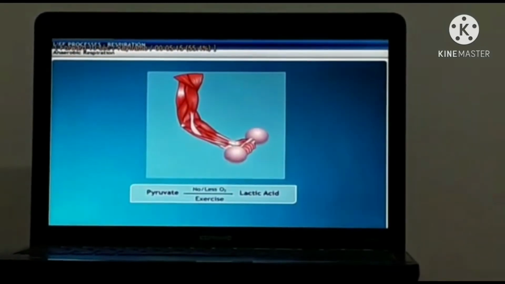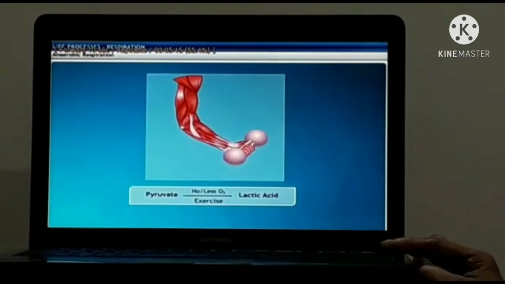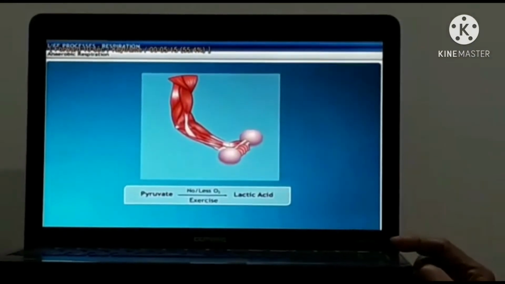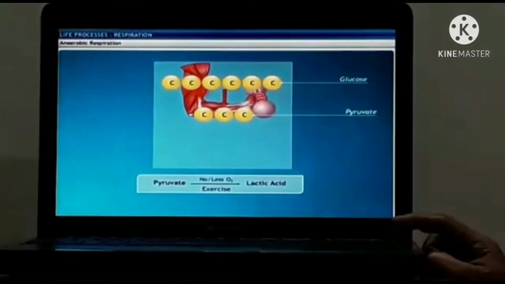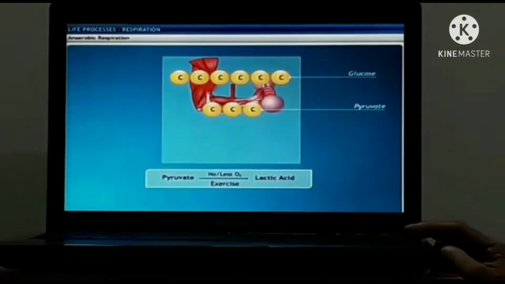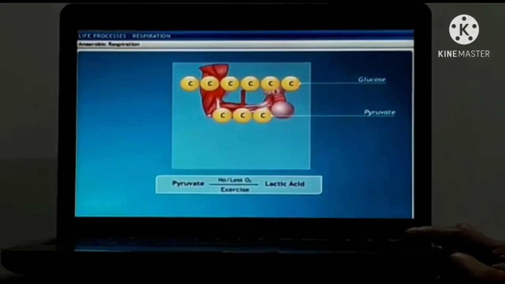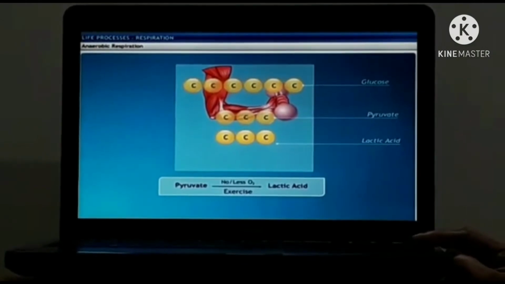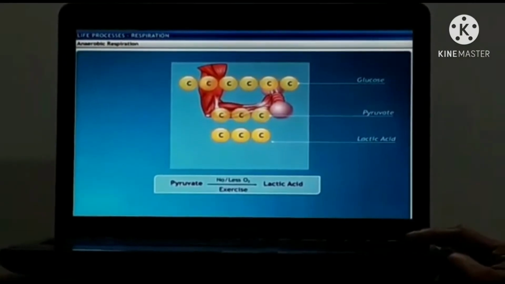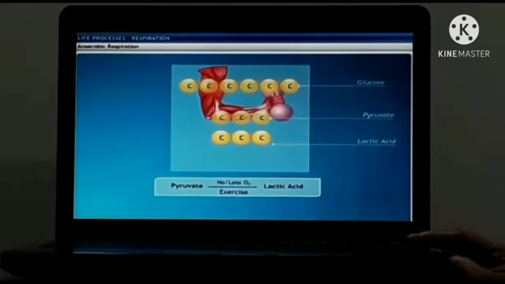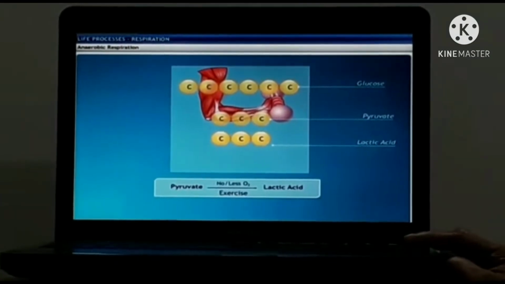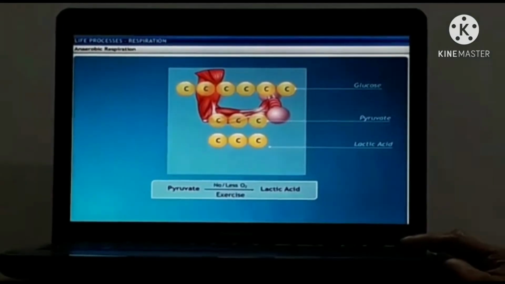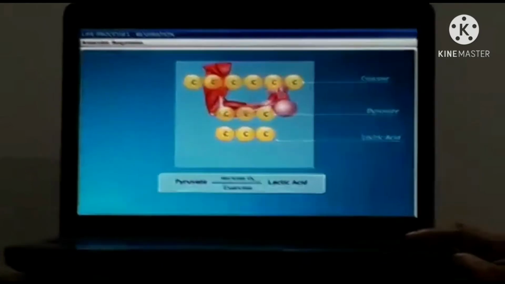In some cases, the muscle cells are not getting sufficient oxygen. At that time, pyruvate is converted into lactic acid. The accumulation of lactic acid in muscles causes muscle cramps, a condition in which muscle cells contract but fail to relax, resulting in muscular pain.